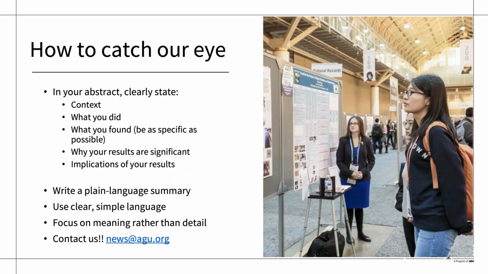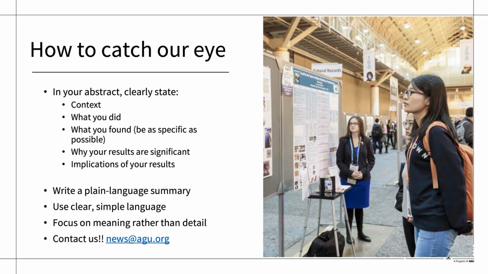And so now that you have an idea of what we look for when we look through all the abstracts, if you looked at our criteria and think your results might fit into that, if they might be newsworthy, how can you let us know about it? How can you catch our eye so that when we're searching through these abstracts, we'll see it? Well, there are a couple of different ways you can do it.